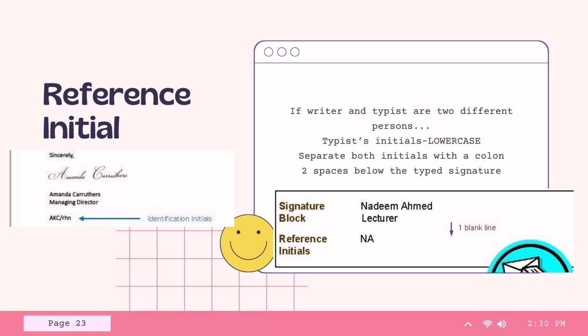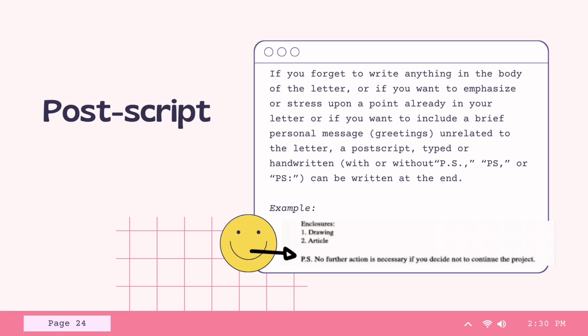Reference initial. Sometimes the writer and the signer of a letter are different people. At least, the file copy of a letter should bear both their initials as well as the typist's. The initials in all caps in the preceding figures are those of the writer of the letter, and the ones in the lowercase letters just after the colon are those of the typist.